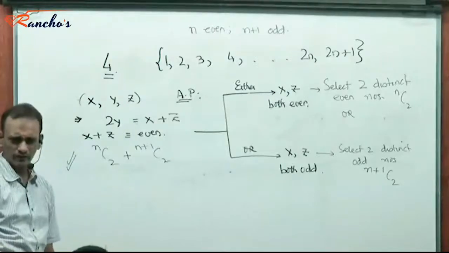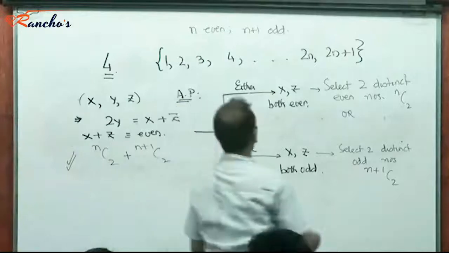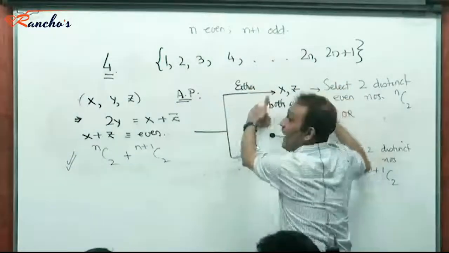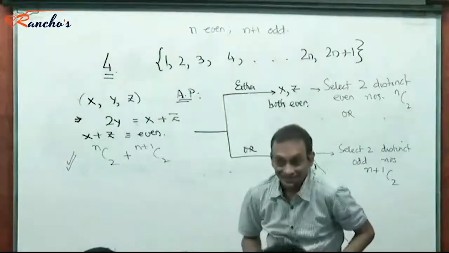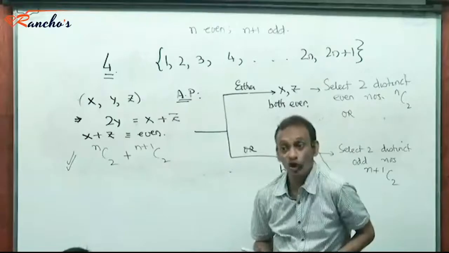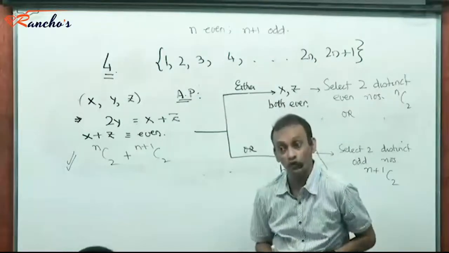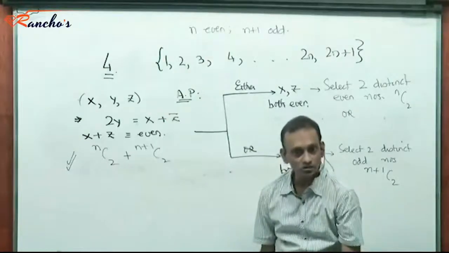Why both odd? Because you can't select X and Z both even and X and Z both odd. Can you do that? Isn't it? You will either have X and Z both even, or you will have X and Z both odd. Will you have both cases collide with each other? No, that's not going to happen, right?